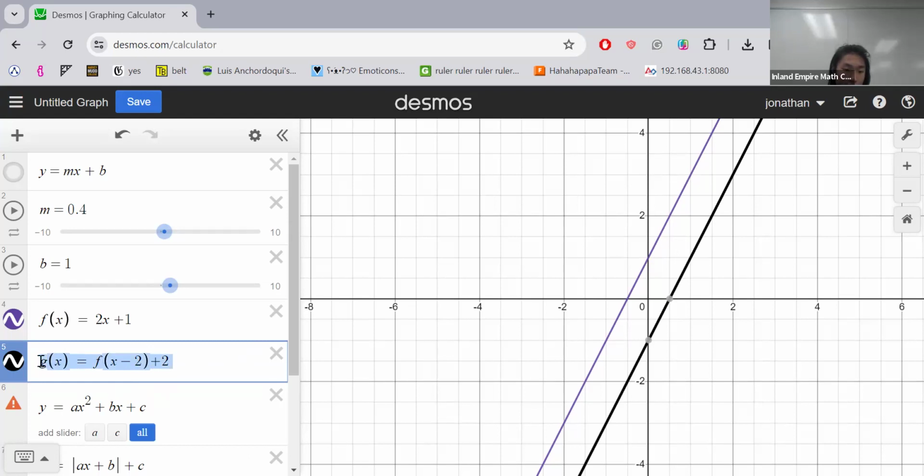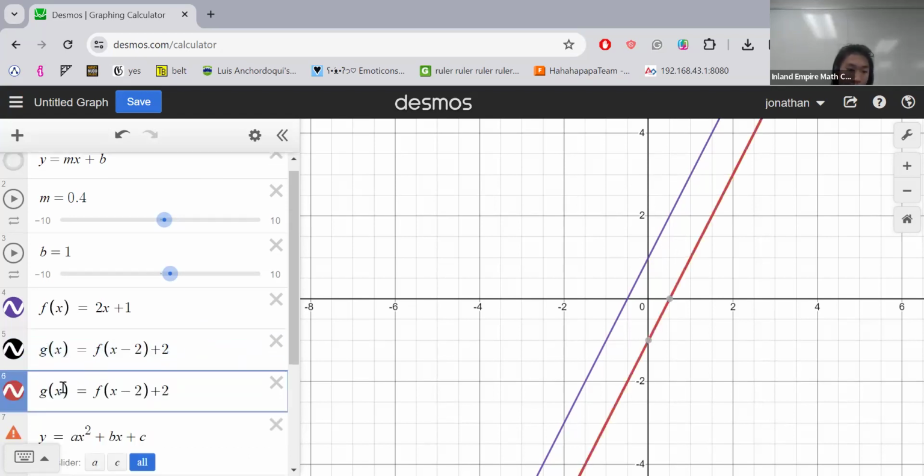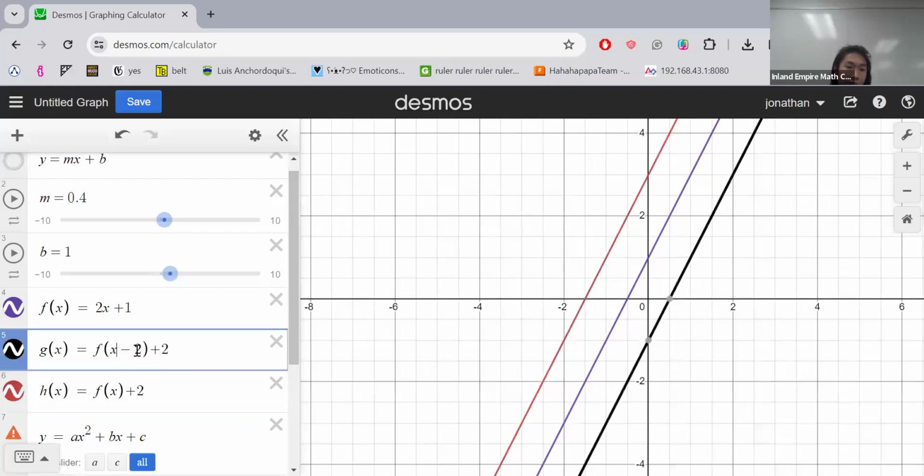And just to show that, we can do another function here. So we have the red line here, which is moved up 2 units. We have the black line here, which is moved right. These change here. All right.